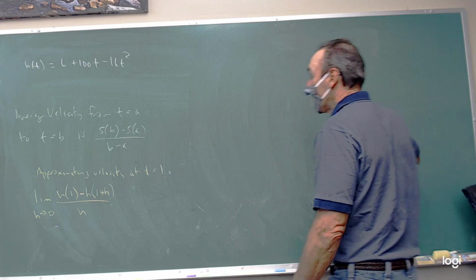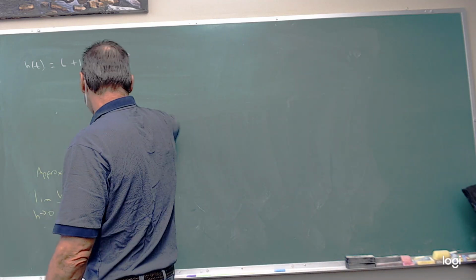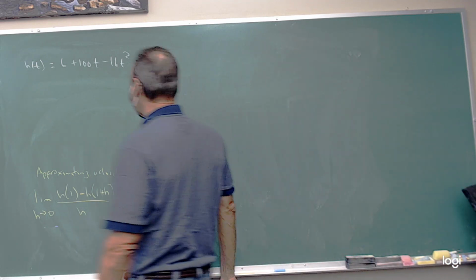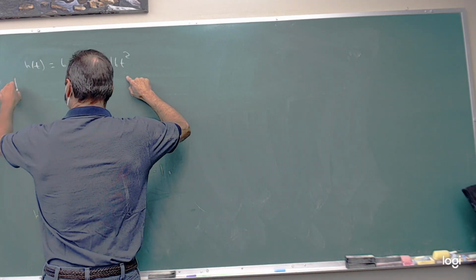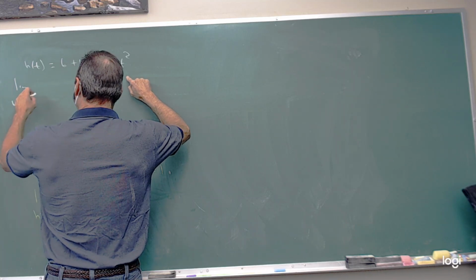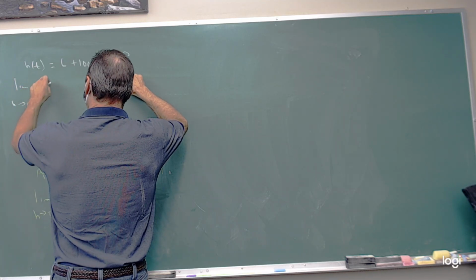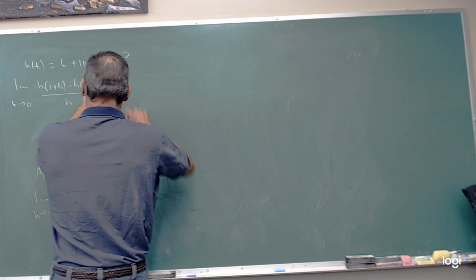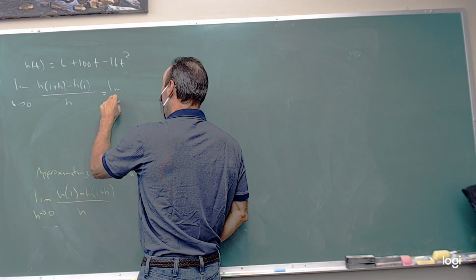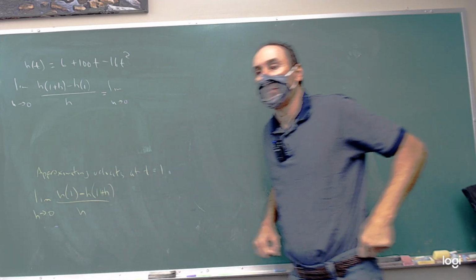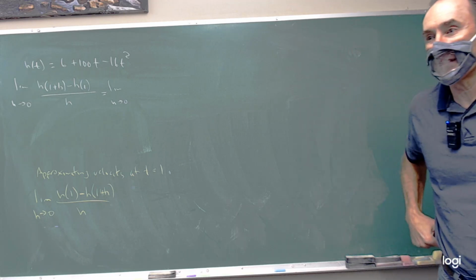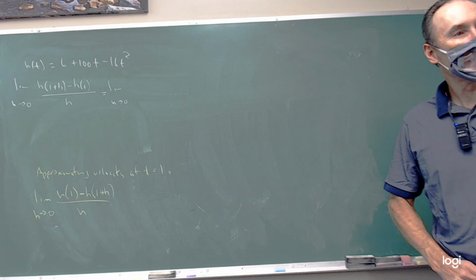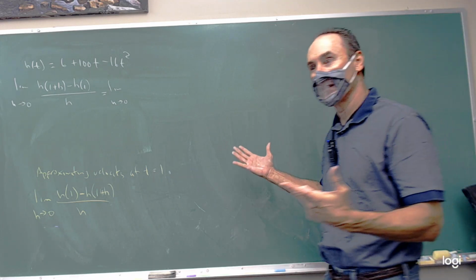Okay, let's see if we can do this. Oh, this is fun. We're going to do some calculus. You ready for this? So we're going to take the limit as h goes to 0 of h of 1 plus h minus h of 1 all over h. Oh, it's like being re-traumatized, isn't it? It's like you're afraid to go to sleep at night, the nightmare is going to come back again. It is. Here we go.